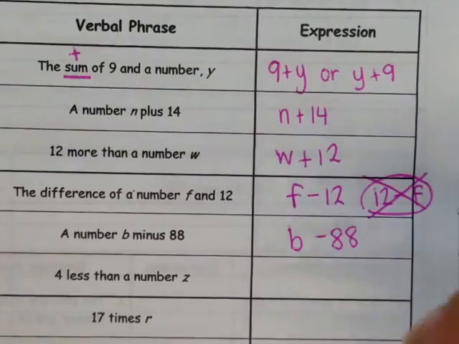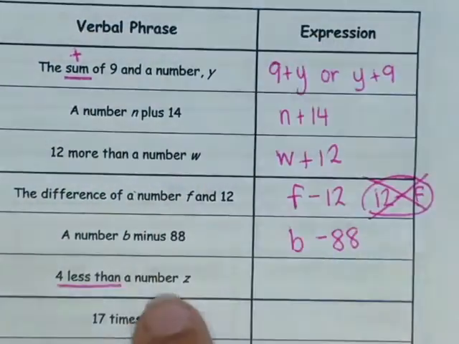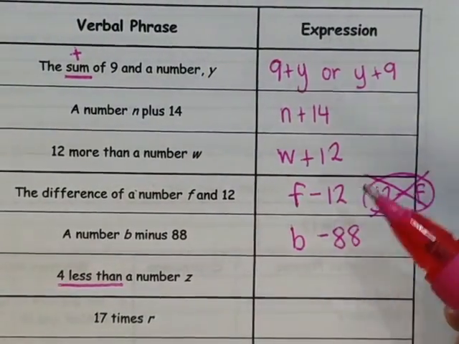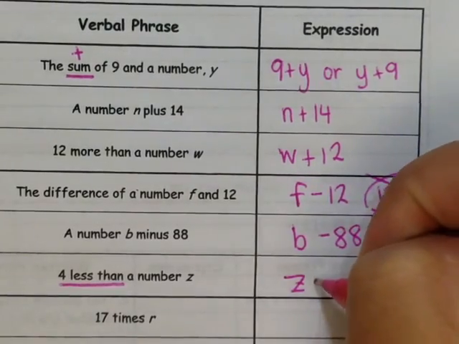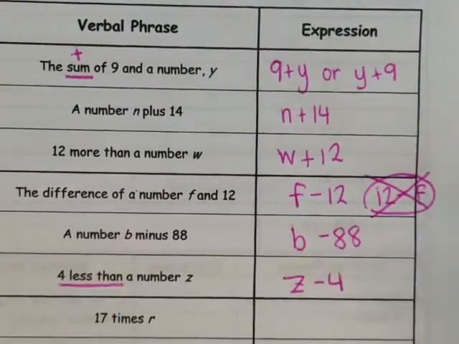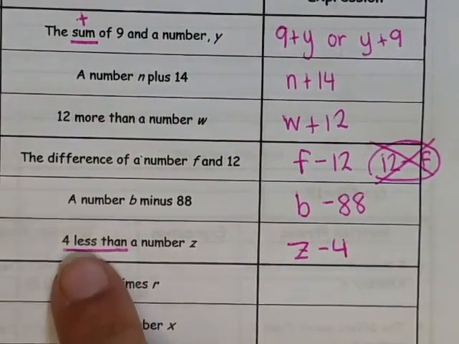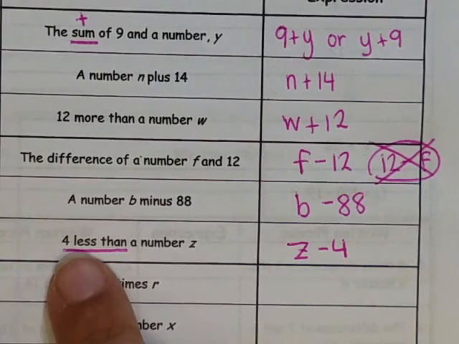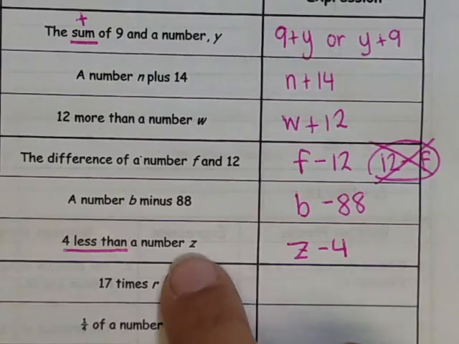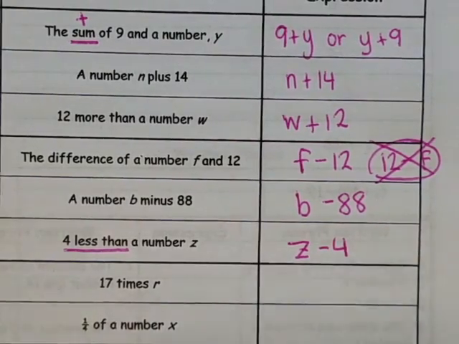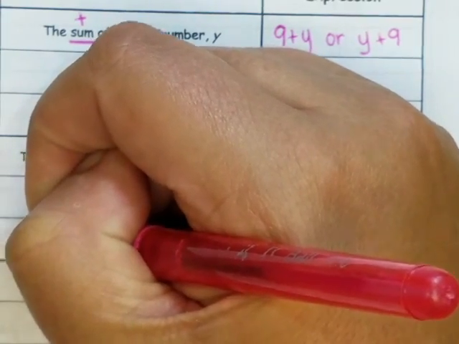And then 4 less than a number z. Right here, 4 less than a number z. I know I've got z, and I know I'm going to take away 4. So in order to show that, I have z, and I'm going to take away 4. That's the order in which to write it. A lot of kids want to put 4 minus z first, because it's written first in the verbal phrase. But they're saying 4 is less than the z that's given. So given z, take away 4. Be very careful with this kind of problem, because I've seen it a lot where people make mistakes.